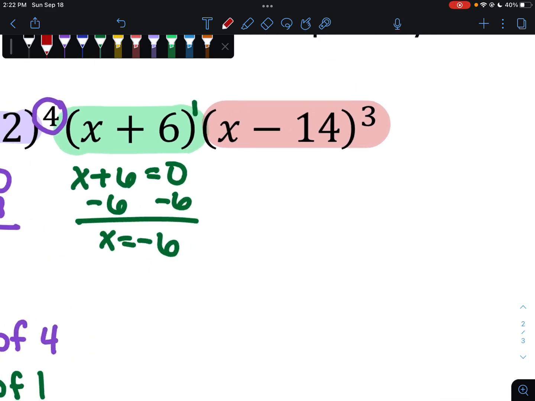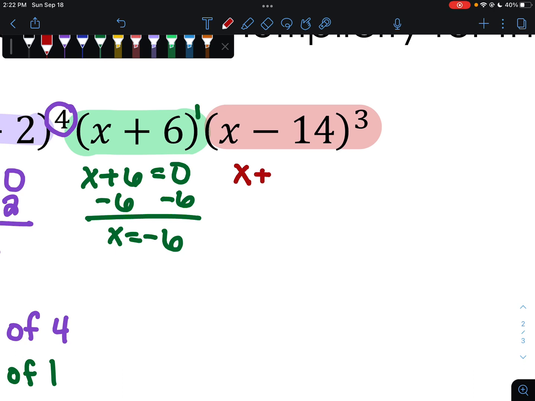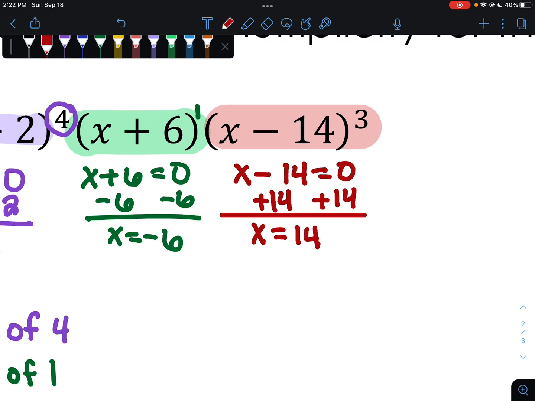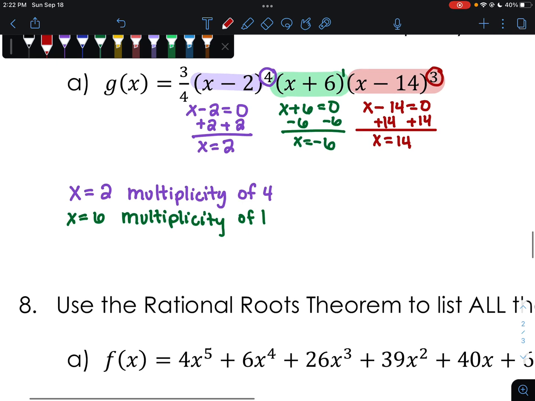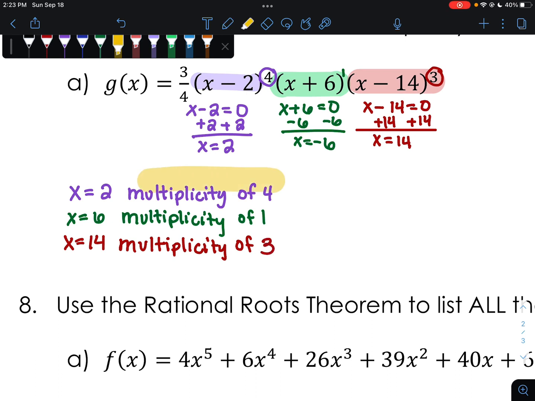Moving on to the next one, we have x minus 14 equals 0. I add 14 to both sides. I get x equals 14. Its exponent is the multiplicity, which is 3. So we get x equals 14, multiplicity of 3. And that would be our answer for this question right here.